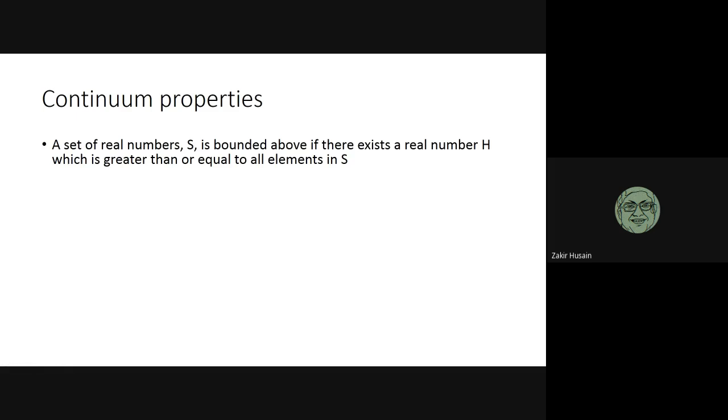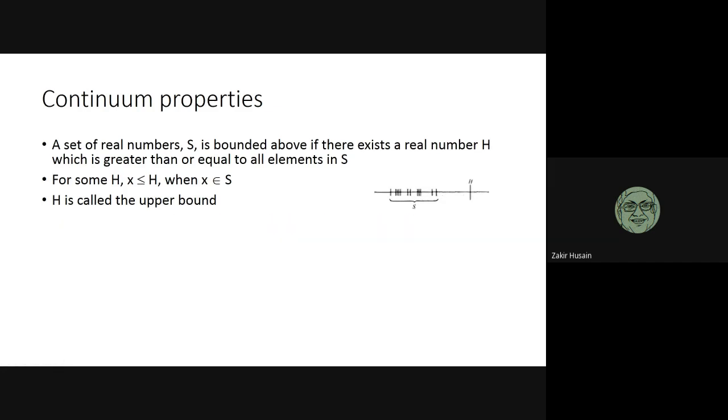So in the last class, we had said that if you consider a set of real numbers, it is said to be bounded if there's another real number H which is greater than or equal to all elements in the set S. So over here, this is the set S. H is the upper boundary if it is greater than or equal to. Here you can see H is strictly greater than, but H can be equal to the maximum element in the set also.